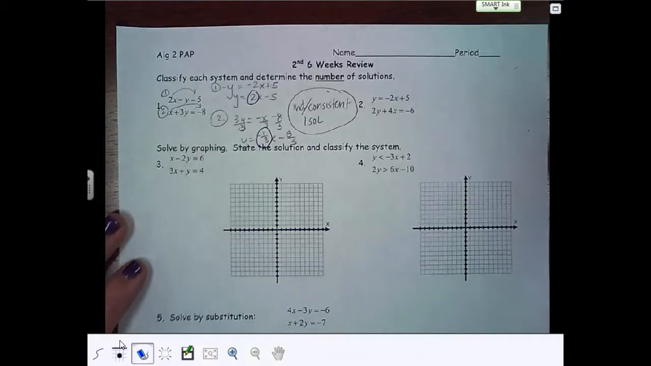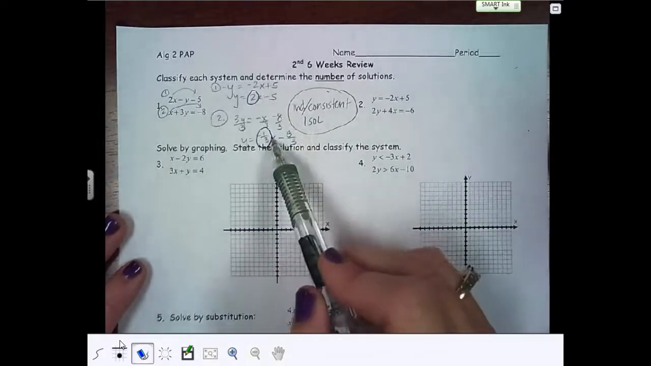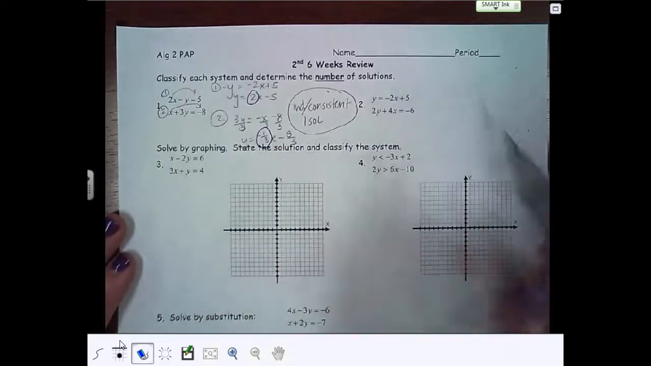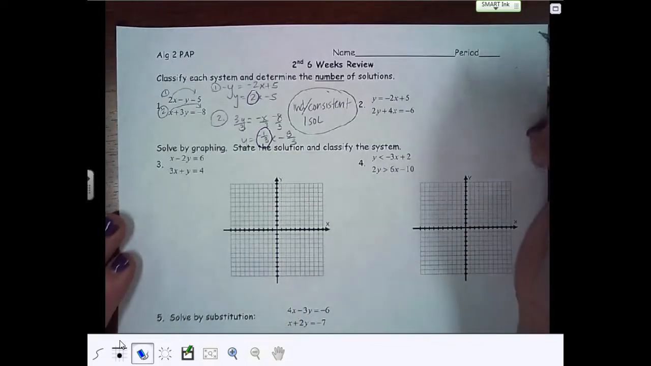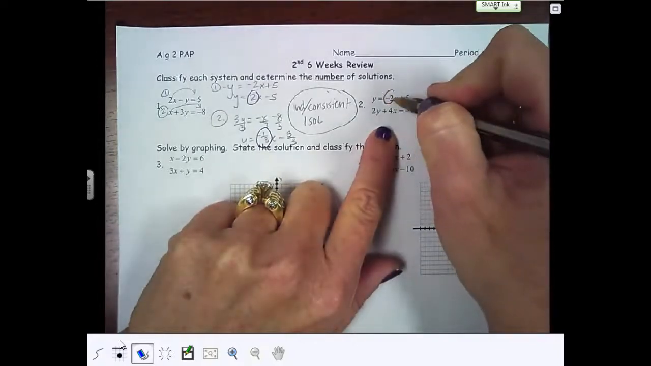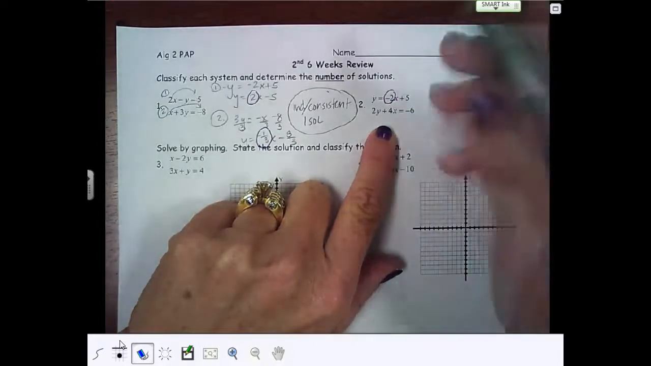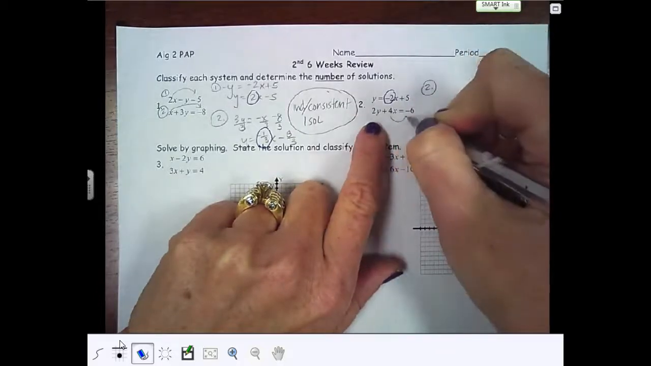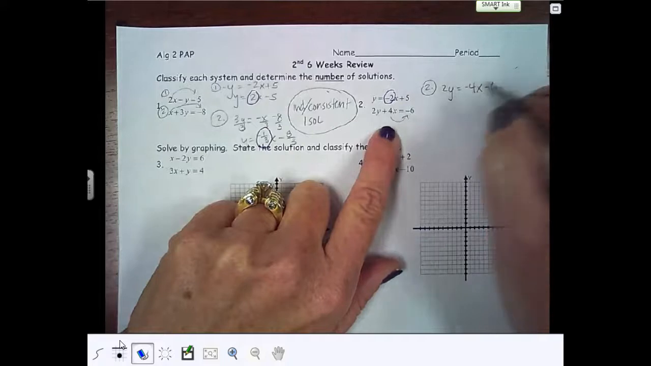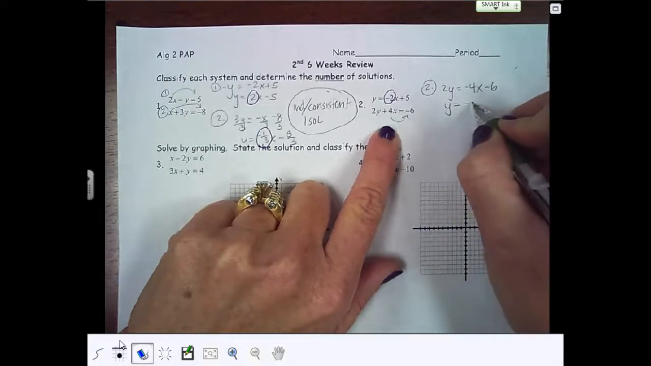Now, remember, if they have the same slope, okay, they're parallel, which means they have no solution, right? Or they'll be considered inconsistent. So let's try this one. On number 2, this slope is already given to us. So let's find the slope of line 2. We're going to move the x over, so we're going to have 2y equals negative 4x minus 6. Divide everything by 2.